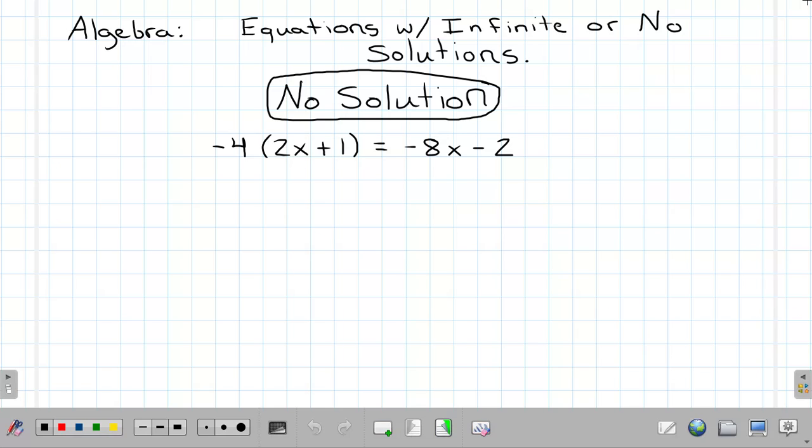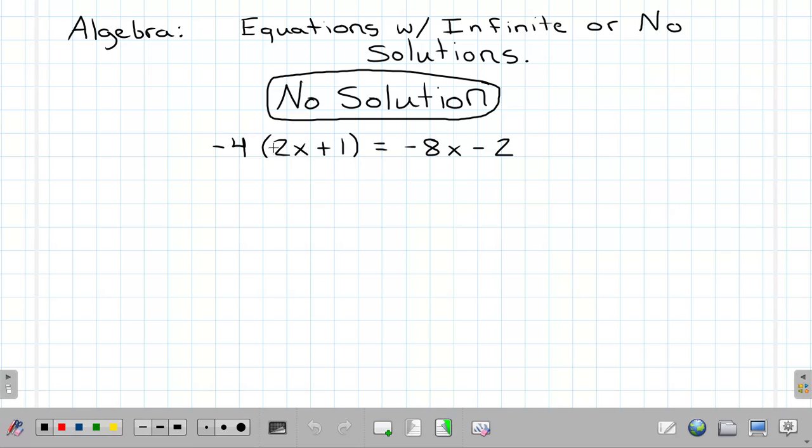Okay. So to start off, let's look at this equation where we're already told we're going to have no solution. So what makes it to where this equation is going to have no solution? Well, if you look at it, it looks pretty normal, like a normal equation that we've seen before. Okay, so let's go ahead and just try to start solving this.